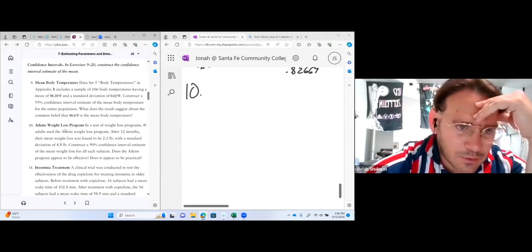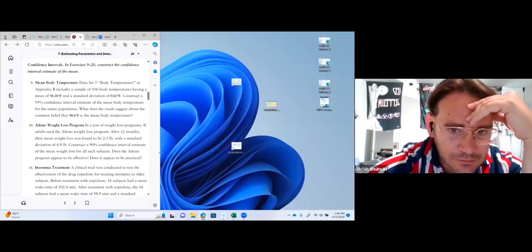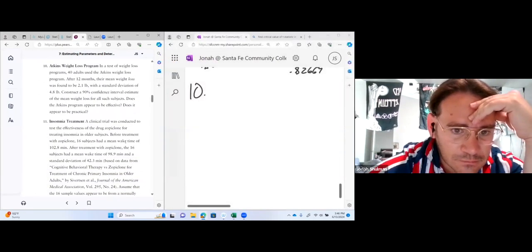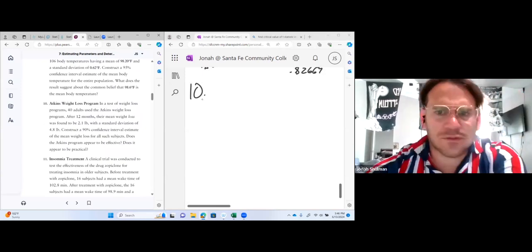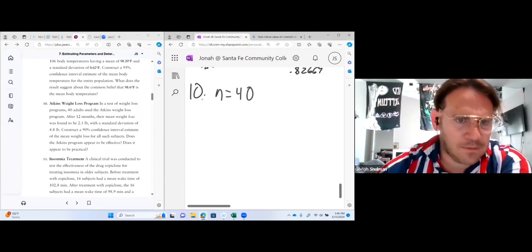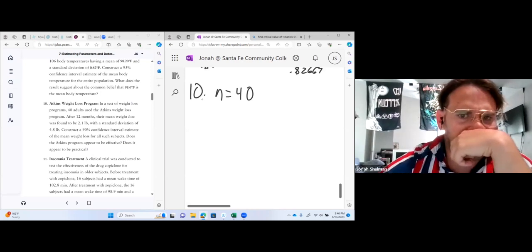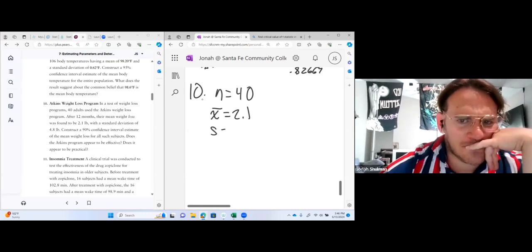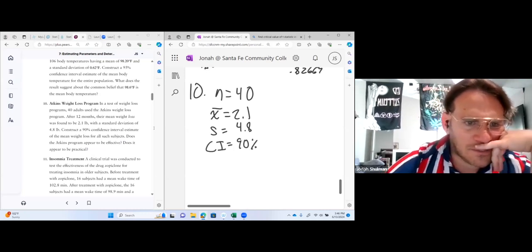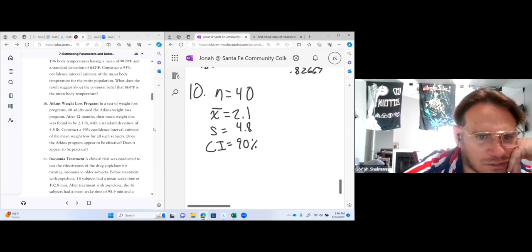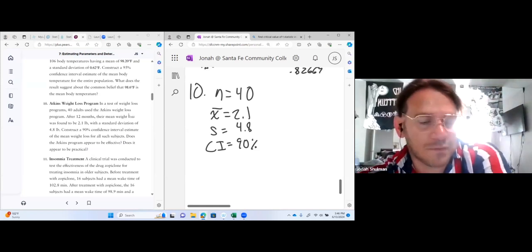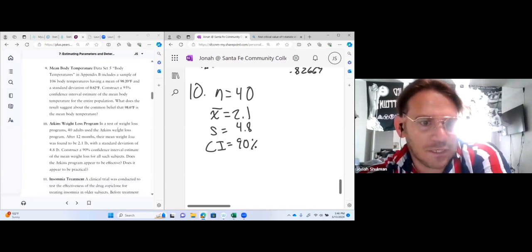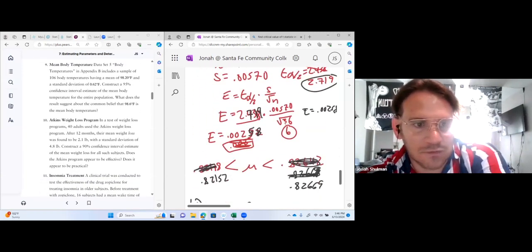In a weight loss program, is that 40 adults? Yeah, 40 adults. Okay, so our N is 40. For 12 months, their sample mean weight loss was 2 pounds. Sample standard deviation was 4.8 pounds. We want a confidence interval of 90% to estimate the mean weight loss for all such subjects. Does it appear to be effective? Does it appear to be practical? They're losing like a pound. It's not going to be practical. Okay, so let's see how we're going to do this one.